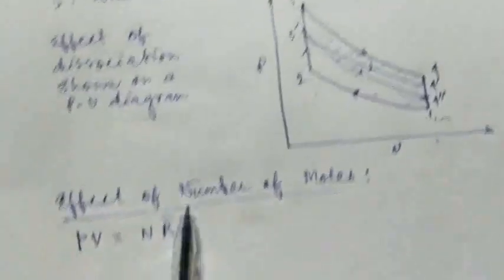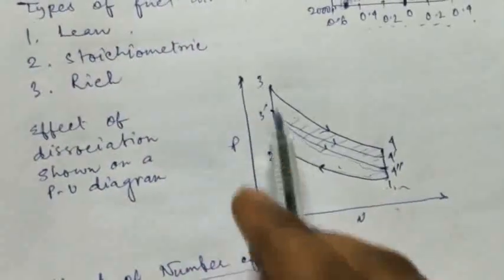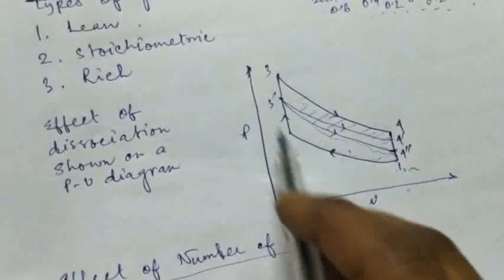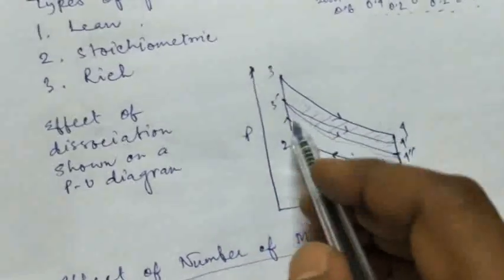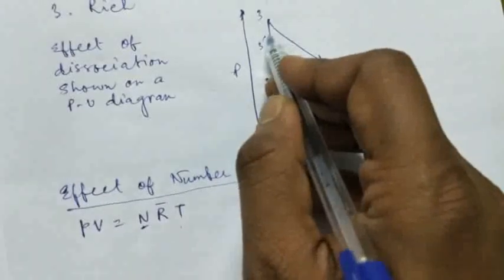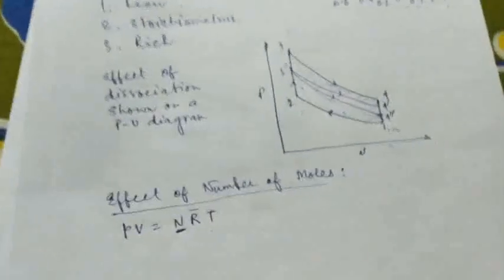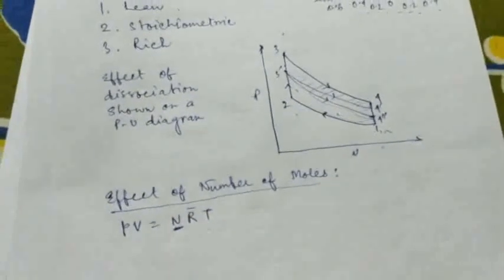That means if the number of moles increases in the cylinder gases, the area under the work output curve will be much more because the peak pressure rise will be much more. Now if the number of moles is less, this peak pressure rise will be less. So the number of moles directly affects the work output of the engine and the efficiency of the engine.